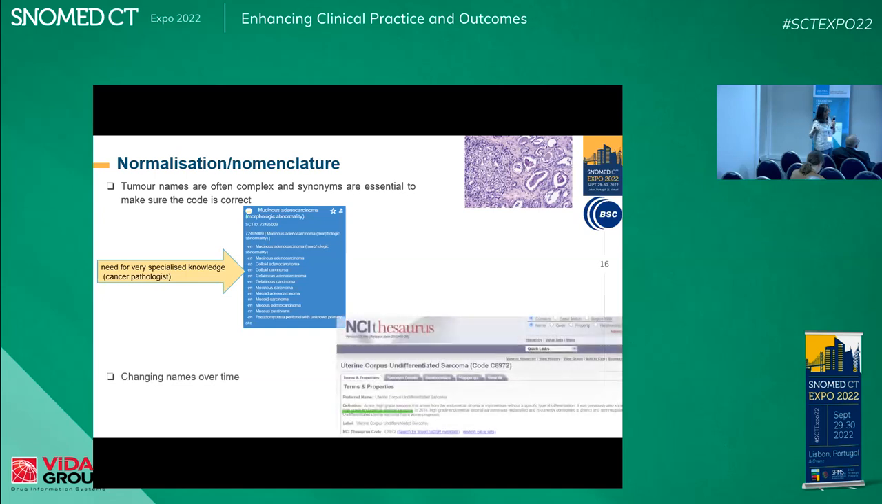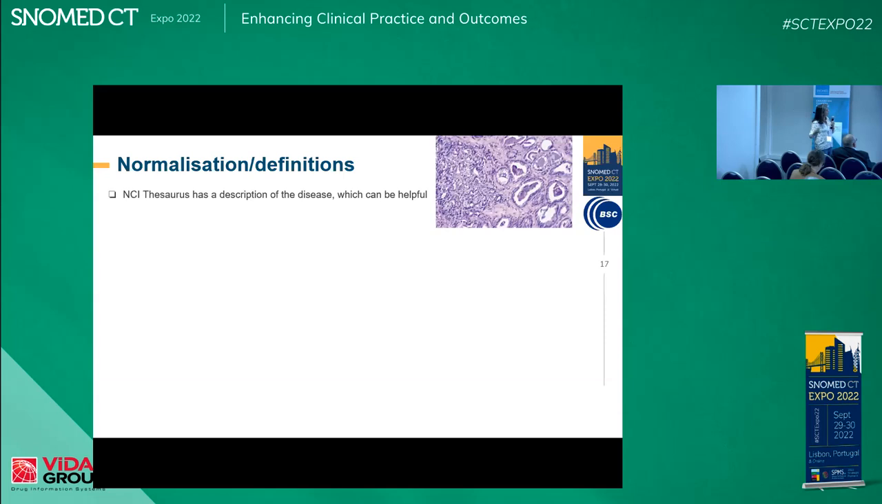Also, the names change quite frequently, apart from being very complex. So now we are calling a type of tumor of the uterus uterine corpus undifferentiated sarcoma. But in fact, only in 2014, it was called high-grade endometrial stromal sarcoma. These are very different names. And this is only one rare tumor. You know, we have lots of tumors. They keep changing names, and it's very difficult to keep up with that. And if you look at the literature from 10 years before, if you are mining the literature, how are you going to find all these different names, etc.? It's very complex.